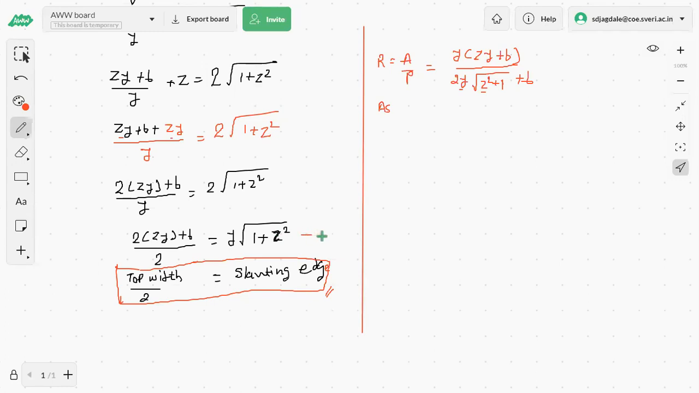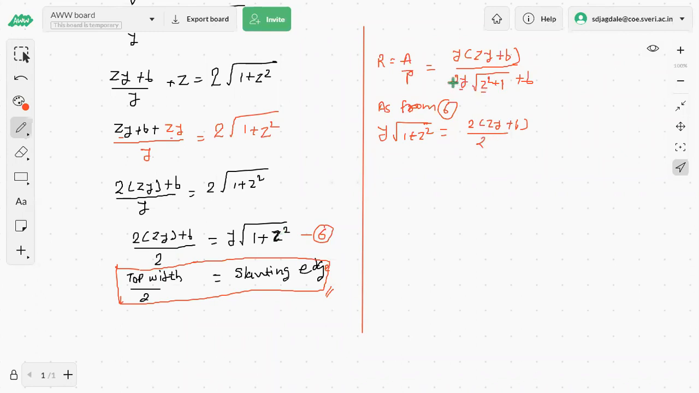What is the equation number? 2, 3, 4, 5, 6. Okay. So from equation 6, y into root of 1 plus z square, that is one of the slanting edge, is equals to 2 into zy plus b divided by 2. This is the relation which we are having herein. Now what we'll do, we'll just replace this y into root z square plus 1 by this one.